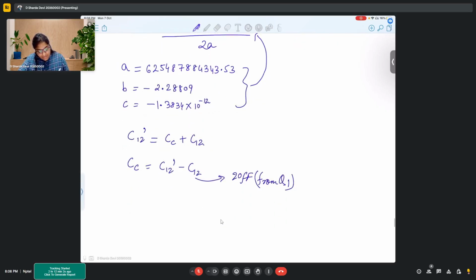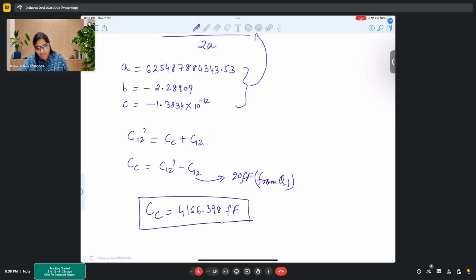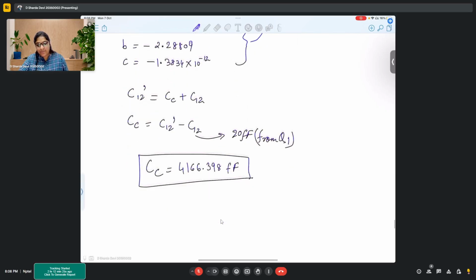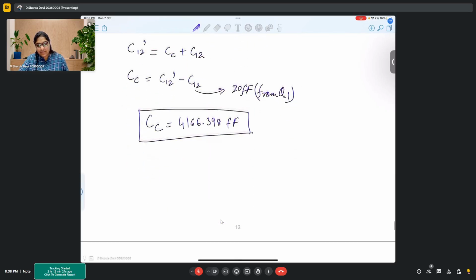So from there, when we substitute and solve, the value for CC, that is the compensation capacitor, comes out to be 4166.398 femtofarad. So this is the value that we obtained for the compensation capacitor. Okay.